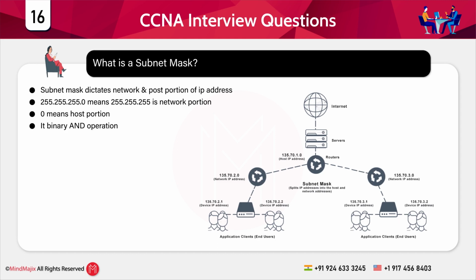So it uses binary ANDing in the background, a binary AND operation, and with the help of this binary AND operation we get the exact network portion and the host portion from the IP address. So for class C, this is the subnet mask. For class B, we will have 255.255.0.0 subnet mask, and if we take class A, 255.0.0.0 is the subnet mask. Okay.